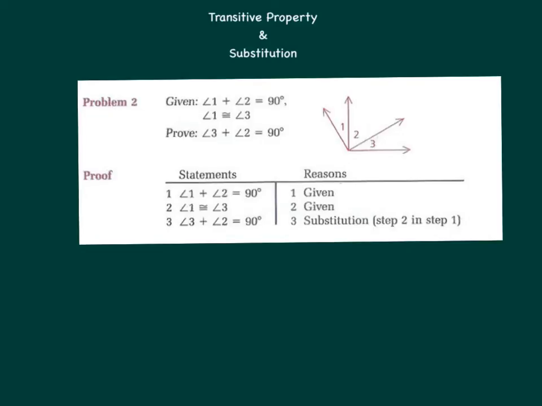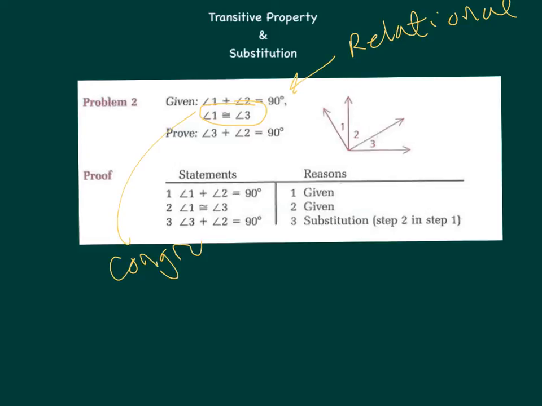Okay, in the second example, they give us a diagram, but also 2 algebraic sentences. The first one is that angle 1 plus angle 2 is 90. Now that is what I call a relational statement, because it tells us how angle 1 and angle 2 relate to each other. And then we have a congruency statement. And the congruency statement tells us that angle 1 is congruent to angle 3. Alright, so they want us to prove that angle 3 plus angle 2 equals 90.